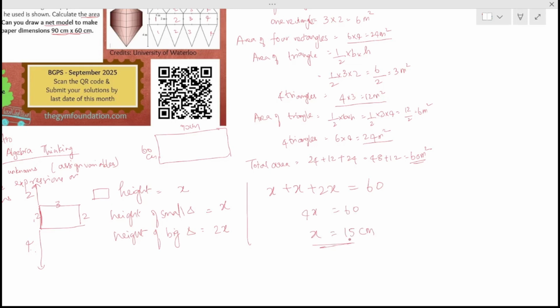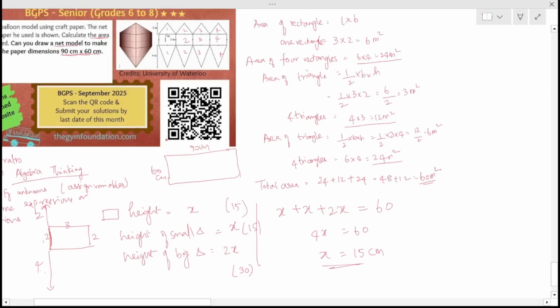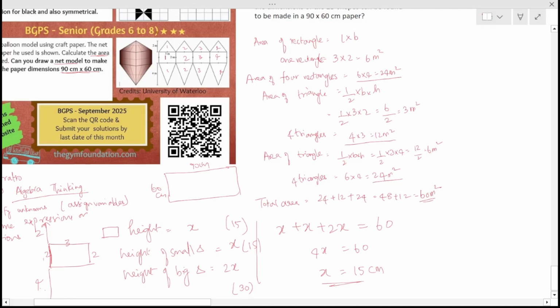centimeters. Wow. So now we have understood that in my model, the height of the rectangle should be 15, the height of the small triangle also should be 15, and the height of the big triangle should be 30. So with this, the model that I am making is a scaled or a ratio model. Also you can call it a similar figure of the given net model. So you understood that we have found one part of this. We know how to split the height.